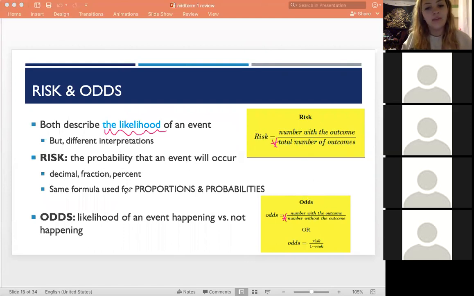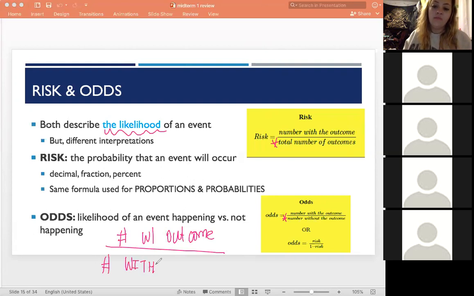Risk is also the same formula we use for the proportion in probabilities, because it's the same idea: the number with the outcome divided by the total. Odds, the only difference is the denominator. You have the number with the outcome, which is the same as before, but the denominator is the number without the outcome. So this is not including the number with the outcome, whereas risk does include that in the denominator. Odds has a denominator of the number without the outcome.